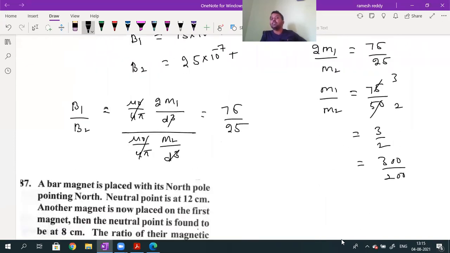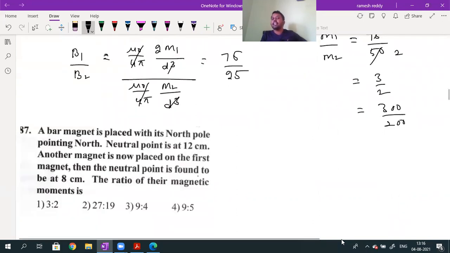Now B1 by B2. B1 is the magnetic field induction at point P due to AB on the axial line. If I consider it a short bar magnet, it is mu naught by 4 pi into 2m1 by d cube. And B2 will be given by mu naught by 4 pi into m2 by d cube on the equatorial line. So d cube and mu naught by 4 pi cancel, which equals B1 by B2, 75 divided by 25.